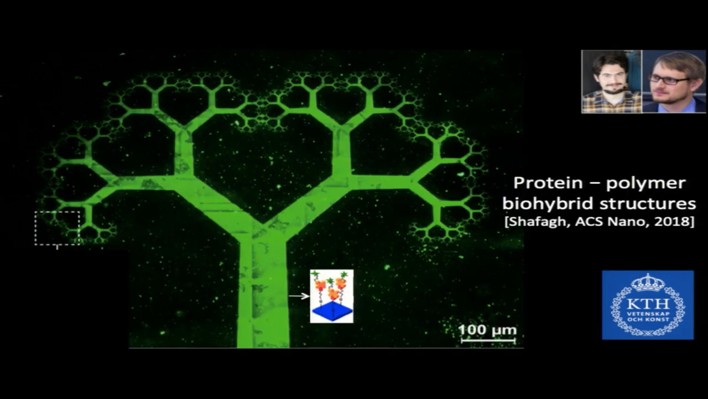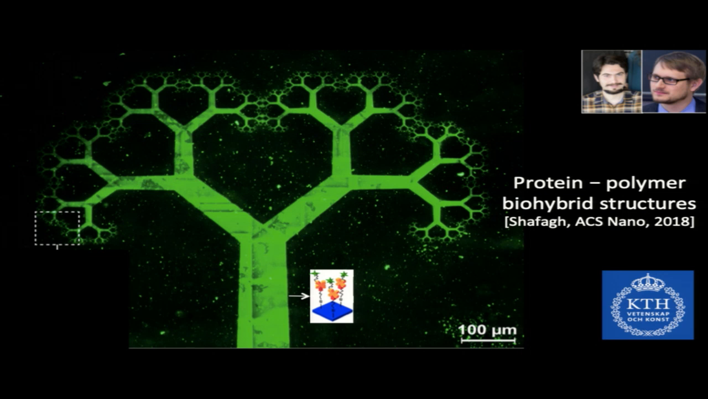And this is what you see in the next image here. This is an image of our fractal tree. So everywhere where you see green, this is the green fluorescent proteins that light up in the microscope. And you see the black, this is just the bare silicon, and this is where we have the polymer with the protein. And the stem of the tree here is the thickness of a hair, 100 micrometer.